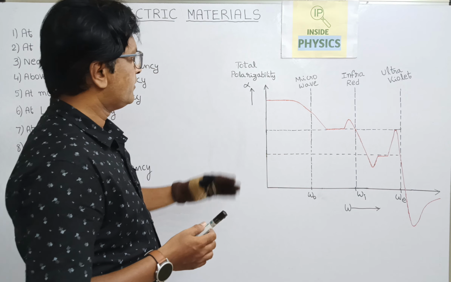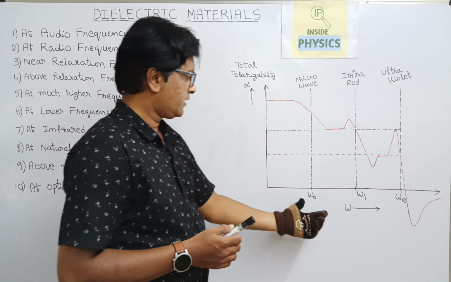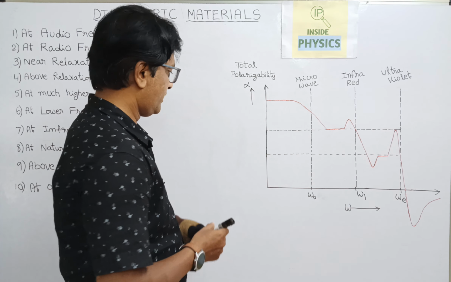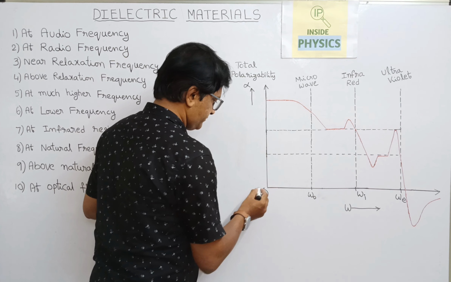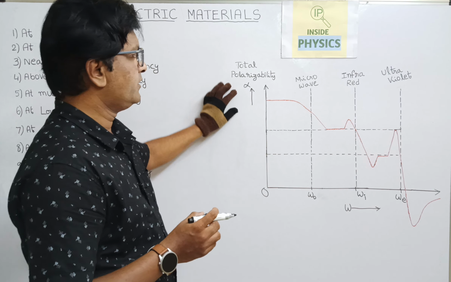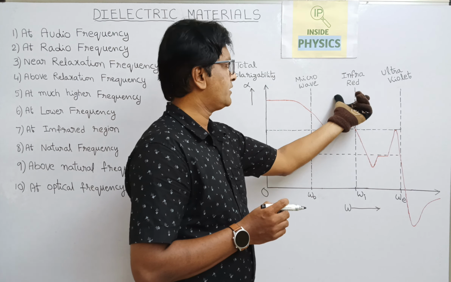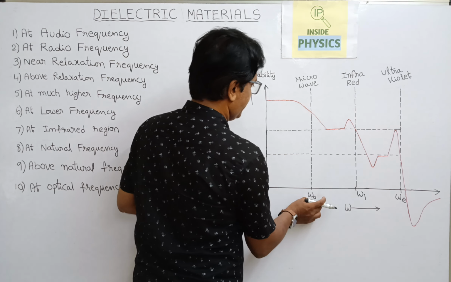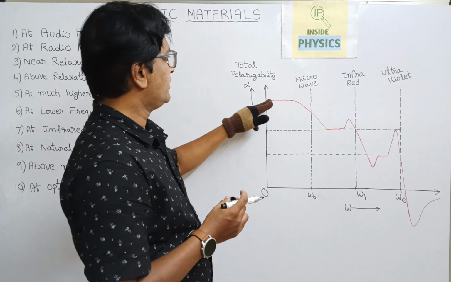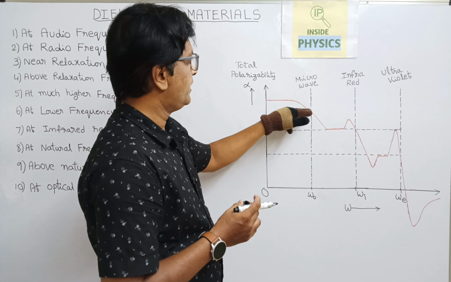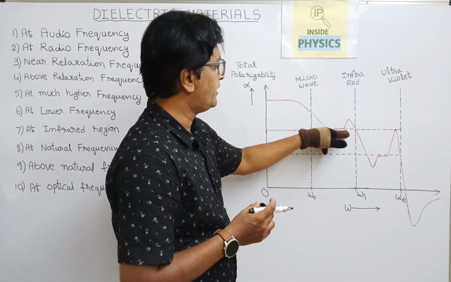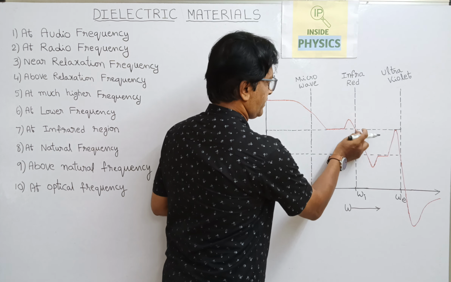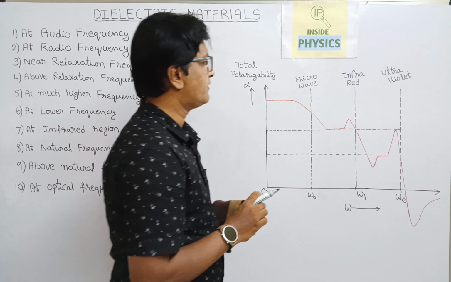polarization changes. There is a graph given with angular frequency on the x-axis, this you can take as 0, and this is the polarizability. You can see at different frequencies. At microwave frequency the polarizability is almost going down, and near the infrared region it has a small peak. It rises and again comes down near the infrared frequency region.